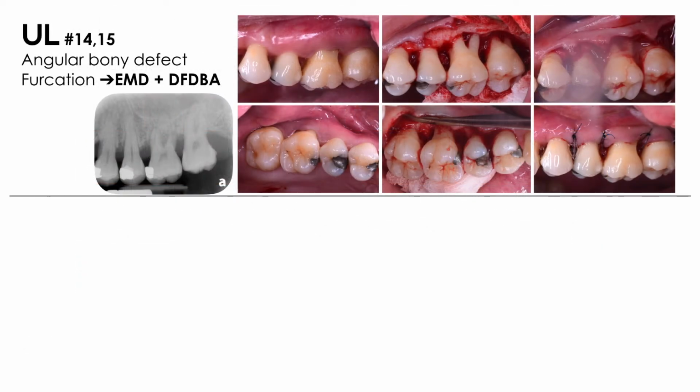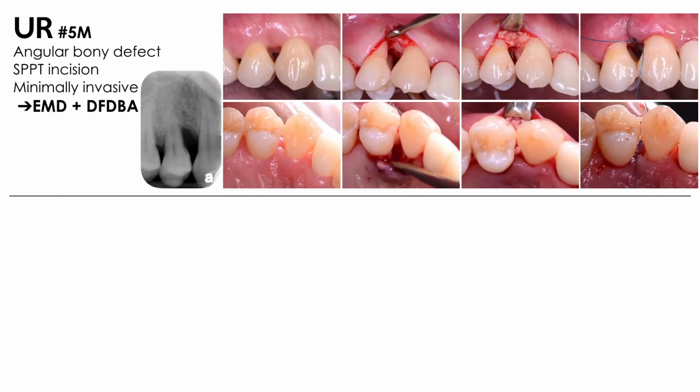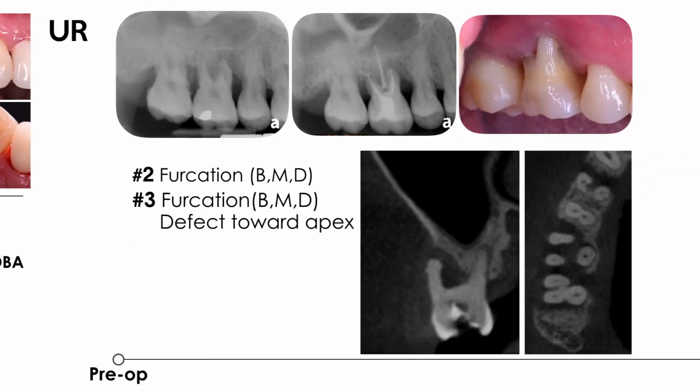Furcation and angular defect around tooth number 14 and 15 were treated with regeneration approach. Osteoplasty were performed on shallow crater defect and grade 1 furcation over mandibular left sections for pocket reduction. Minimal invasive approach for regeneration were performed around mesial of tooth number 5. After proper endodontic treatment, tooth number 30 and 31 furcation and circumferential defect were treated with regeneration.